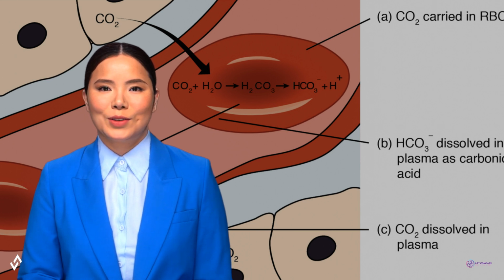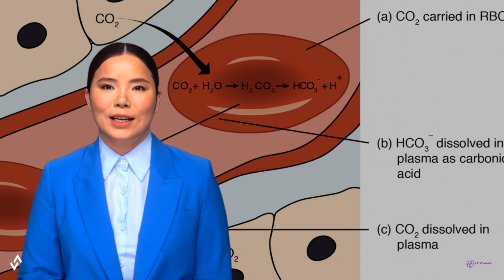Conversely, alkalosis occurs when the blood pH rises above 7.45. This can also be caused by respiratory or metabolic disorders and can lead to symptoms such as muscle twitching, tingling in the extremities, and even seizures.